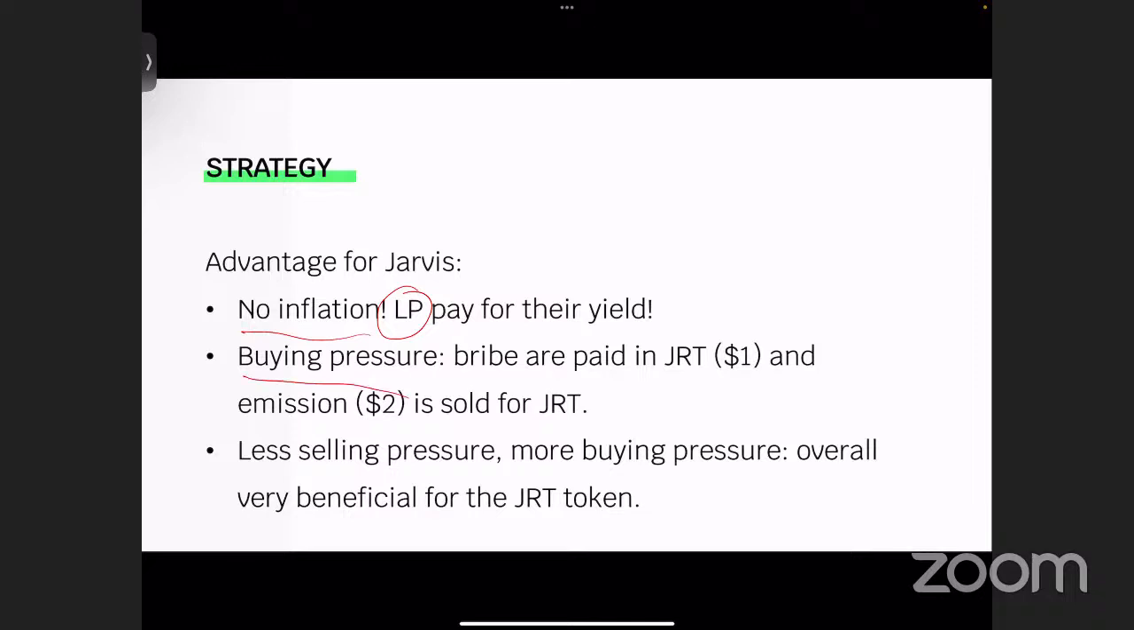Then it creates buying pressure because, as I explained before, you pay the bribe in GRT, then with the emission, you sell for GRT. So overall, it's less selling pressure because there is no inflation, and more buying pressure, so it's beneficial. If you are a GRT holder, if you are not too afraid of the impermanent loss, and if you want to help us have almost zero inflation, increase the liquidity and generate yield with your assets, then this strategy could be for you. And if you want help, again, come to Discord and all our members will help you.